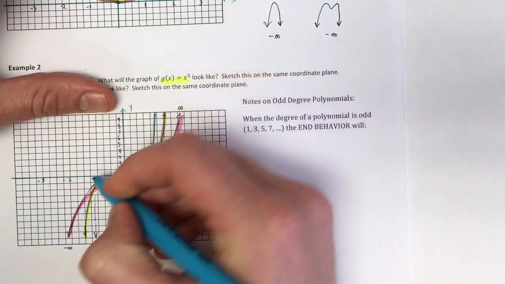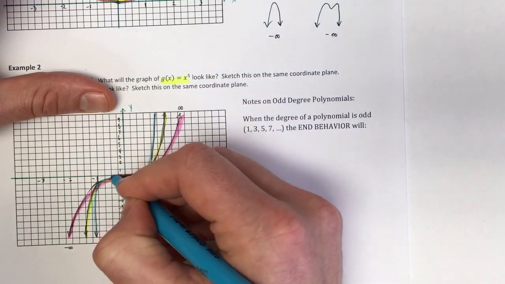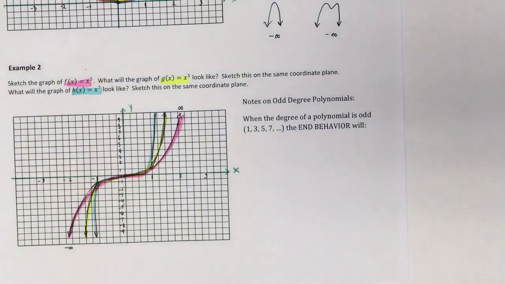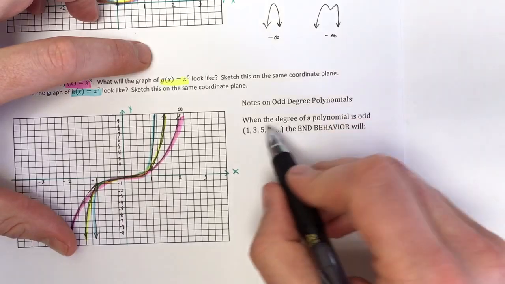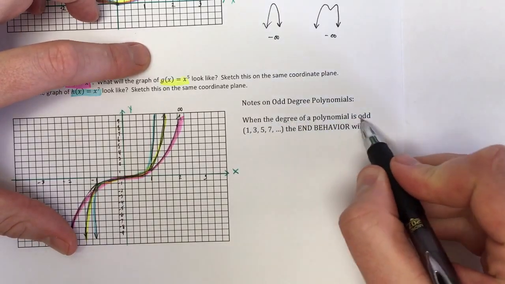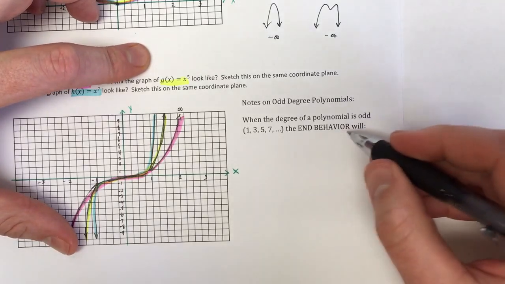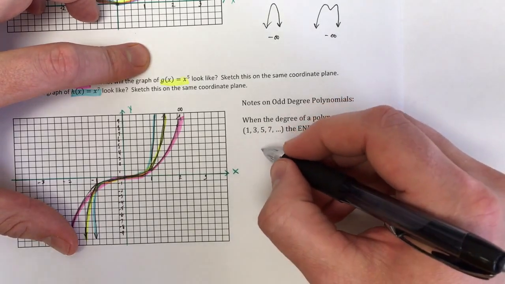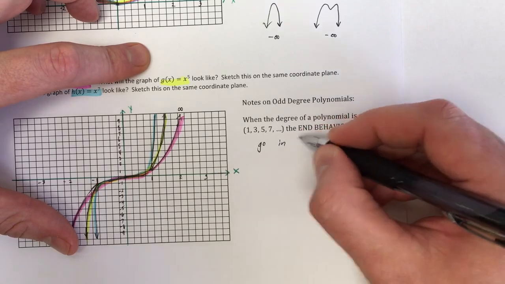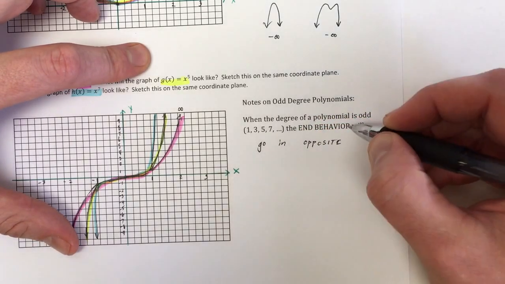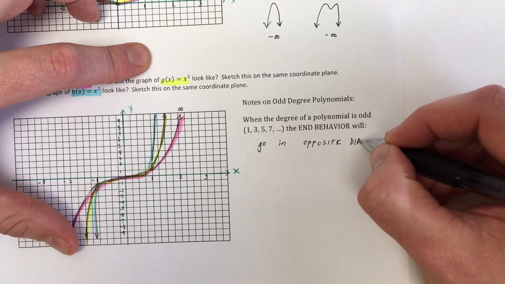And ultimately what I'm trying to identify is the fact that the end behavior is going in opposite directions. And so if I were to write this up, when the degree of a polynomial is odd, 1, 3, 5, 7, 9, the end behavior will go in opposite directions.